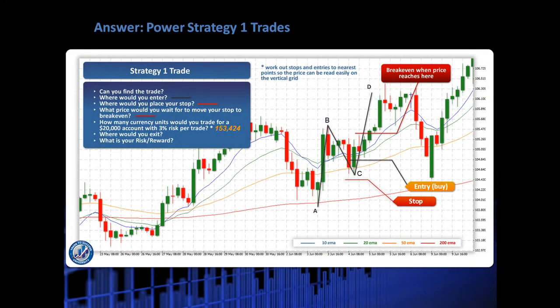What about the exit? Well, we know with strategy 1 trades that we should be exiting at the D point. So we buy because we're going long and we sell to exit the trade. And our risk reward? Well, we don't really need to think too much about risk reward for a strategy 1 trade. We know the 25% is fixed. The C point where the stop is going to be going around is fixed. And the D point, the 100% mark, is fixed as well. So for strategy 1 trades, we are getting a 3-to-1 risk reward.